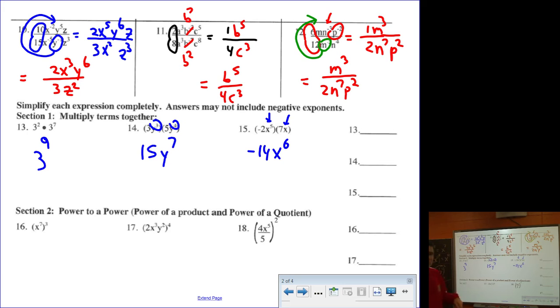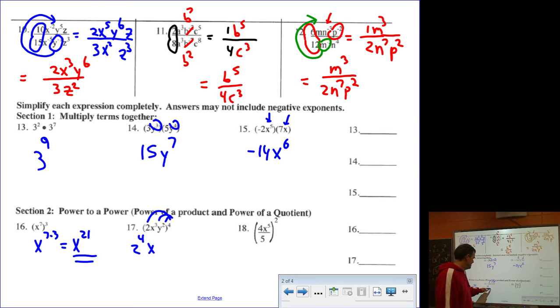When I have a power to a power, remember I multiply the exponents together. So this would be x to the 7 times 3, or x to the 21st. Here I would need to apply the 4 to each thing in parentheses, giving me 2 to the 4th, x to the 3rd to the 4th, y squared to the 4th.